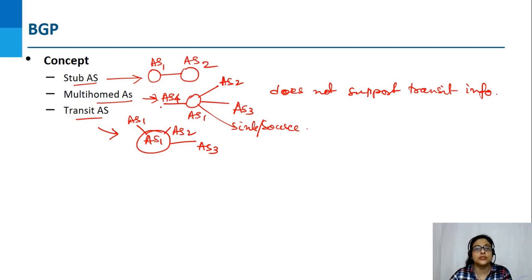What is the meaning of transit information? Transit information means, let's say there is autonomous system AS4 which wants to send message to autonomous system AS3. It cannot use autonomous system AS1 as an intermediate autonomous system to send the message via AS1. But transit autonomous system can support transit information to be transferred. So this is the difference between multi-homed autonomous system and transit autonomous system.